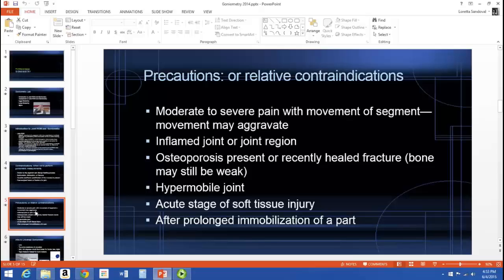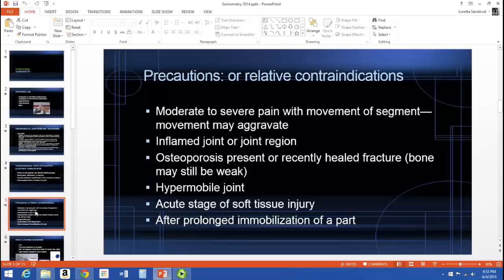If someone has an inflamed joint or the joint region is inflamed, that is another thing we want to be careful with. We don't want to make it worse. Osteoporosis or a recently healed fracture, in both of those cases, the bone is weak. With osteoporosis, it's a pathological process, and the bone is weakened all over. With a recently healed fracture, it just hasn't healed enough yet, and the bone is still weak, so we're not going to be cranking on it because we don't want to break their bones.